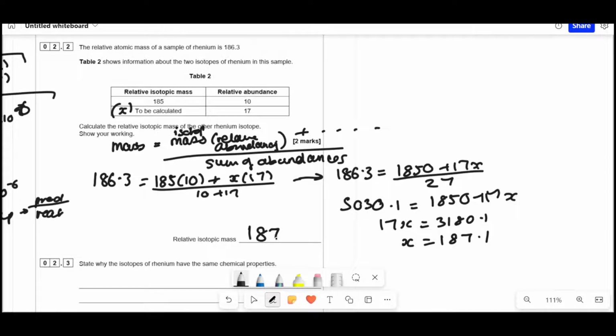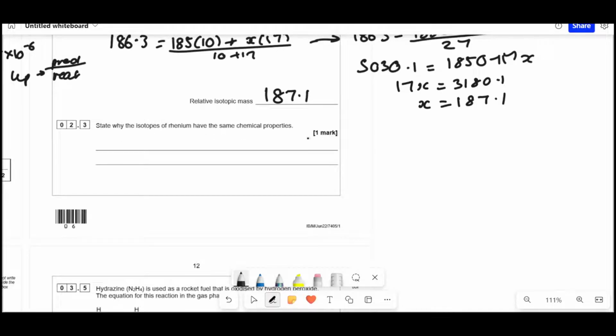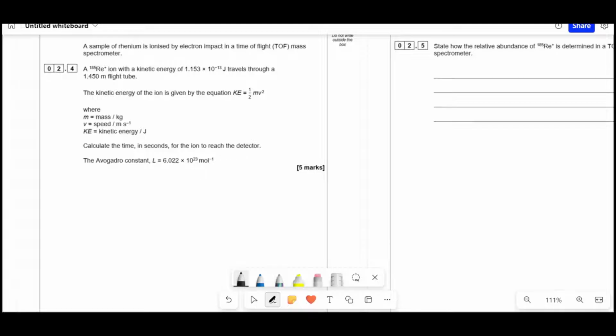So it's 187.1. Then it says state why the isotopes of rhenium have the same chemical properties. No matter what it is in chemistry, if you have the same electron configuration, it will have the same chemical properties. So now we have a sample of rhenium ionized by electron impact in a time of flight mass spectrometer. A 185Re+ ion with the kinetic energy given travels through a 1.45 meter flight tube. The kinetic energy is that, where m is this, v is this, k is that, and it says work out the time to reach the detector, and there's the Avogadro constant.